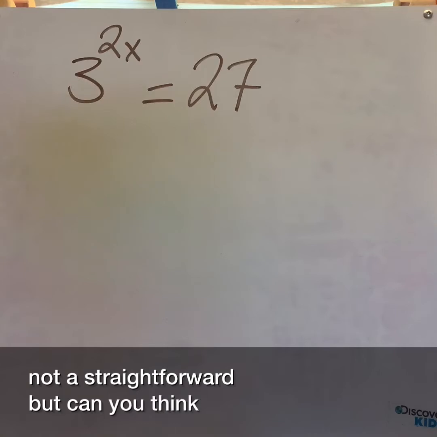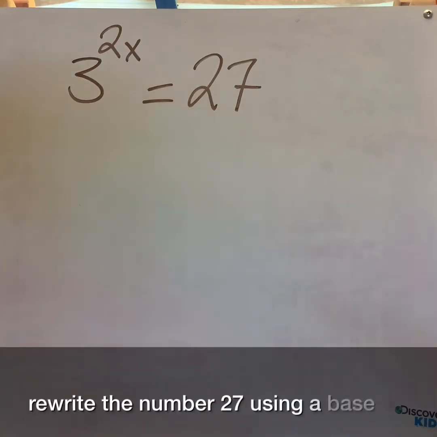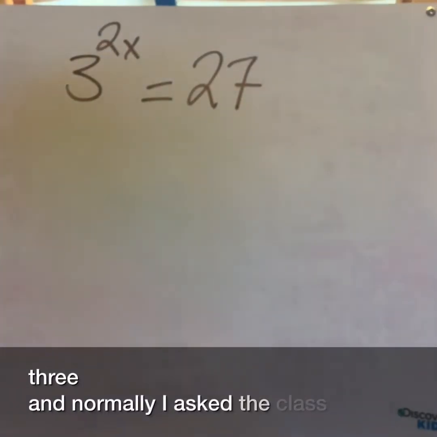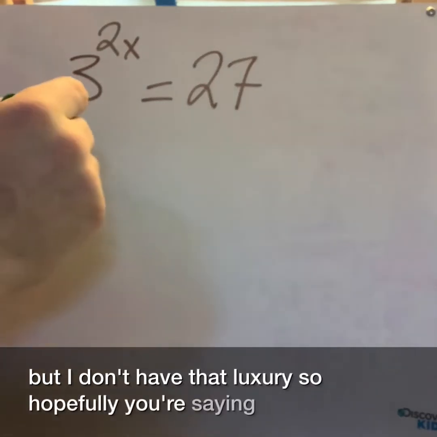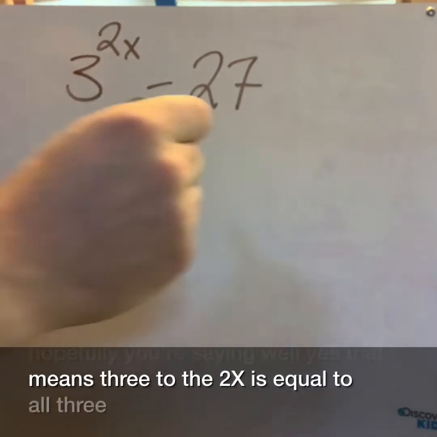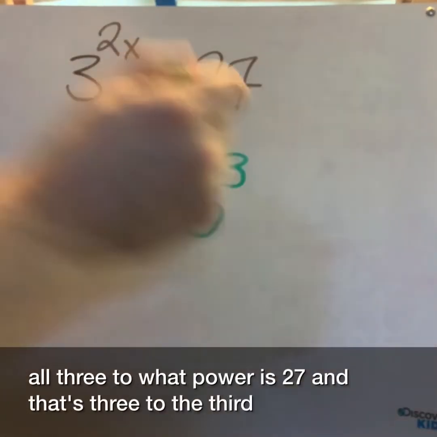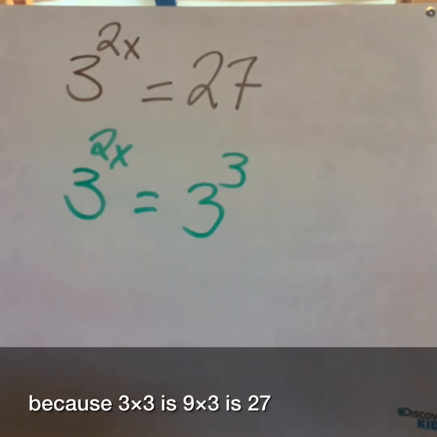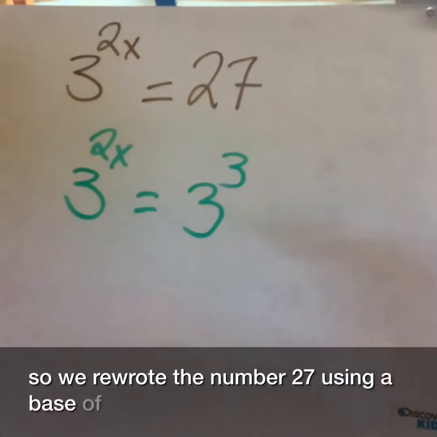But can you think of a way we can rewrite the number 27 using a base of 3? Normally I ask the class here, but I don't have that luxury. So hopefully you're saying, well, yes, that means 3 to the 2x is equal to, well, 3 to what power is 27? And that's 3 to the third power, because 3 times 3 is 9, times 3 is 27. So we rewrote the number 27 using a base of 3.